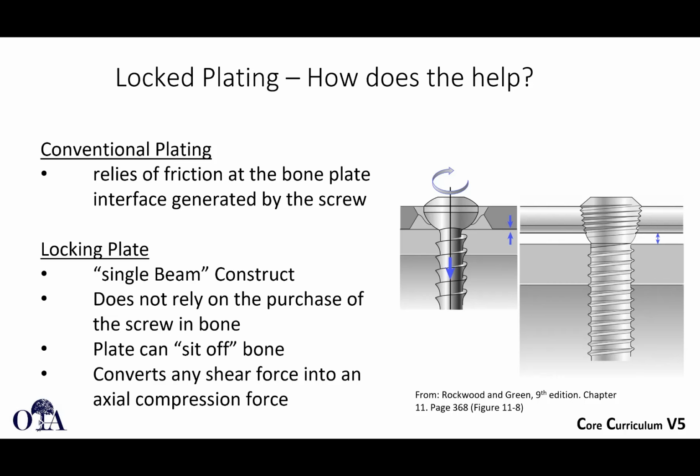So what about locked plating? Conventional plating relies on friction at the bone-plate interface. So the plate gets sucked down to the bone, and that could be great to improve stability. Also, if your plate is properly contoured to how you want the bone to be, getting the plate to bone will help you reduce the fracture. The locked plate will not do that, at least not when you're using the locking screws. It doesn't rely so much on the purchase of the screw in bone, and the plate can sit off of the bone. But this screw is not going to toggle.